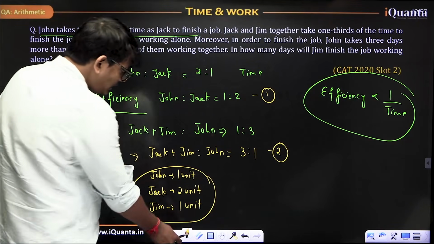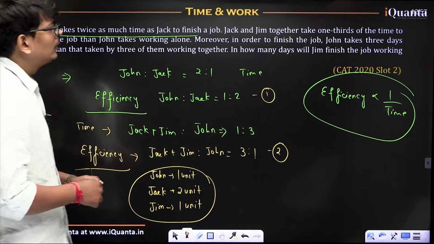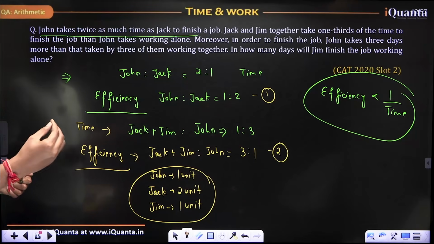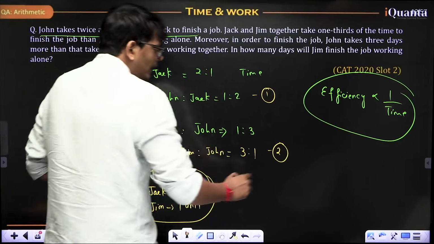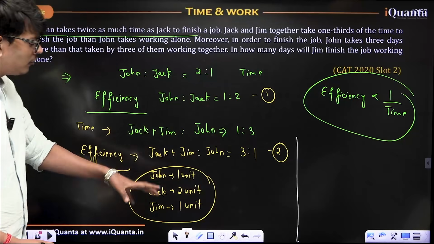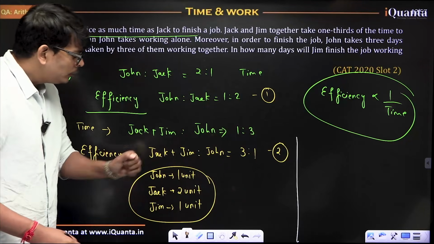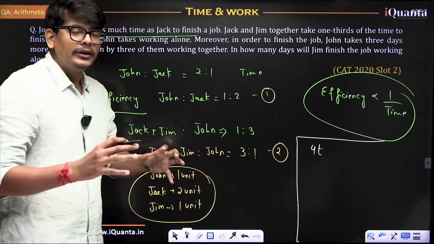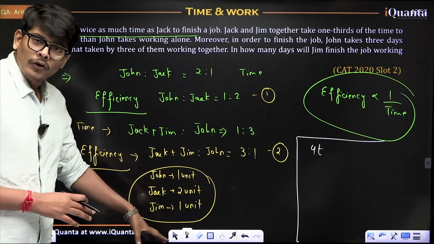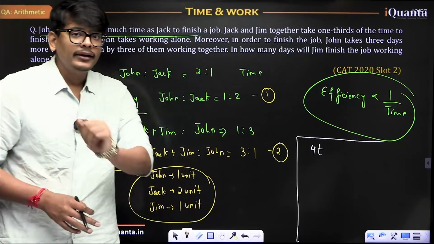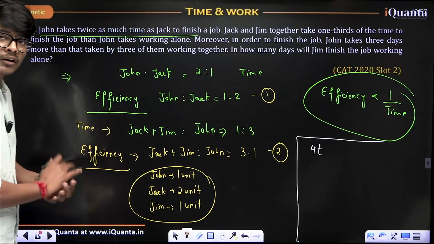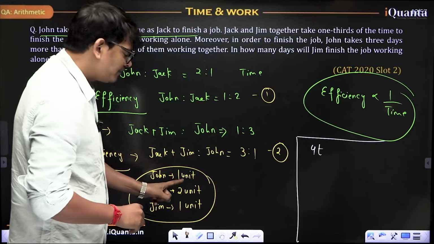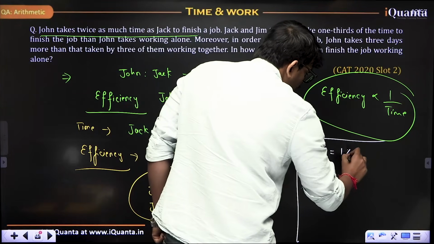Now, next part is, moreover, in order to finish the job, John takes 3 days more than that taken by 3 of them working together. ठीक है? इसका क्या मतलब हुआ? If these 3 people are working together, so how much work they will do? 4 units, and let's say they take T hours to complete the work. ठीक है? तो total work will be 4T. And John takes 3 days more. John की efficiency कितना है? 1 है. So 1 into T plus 3.